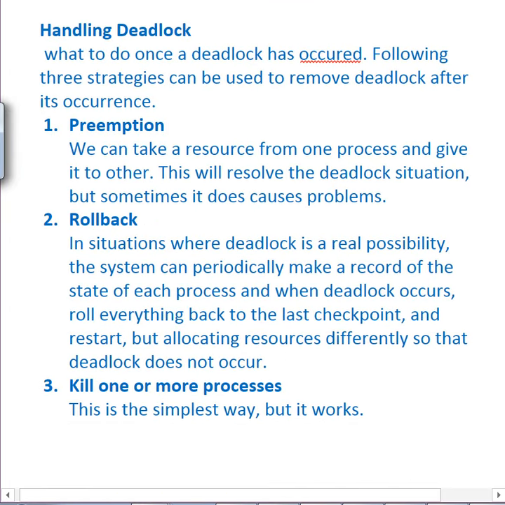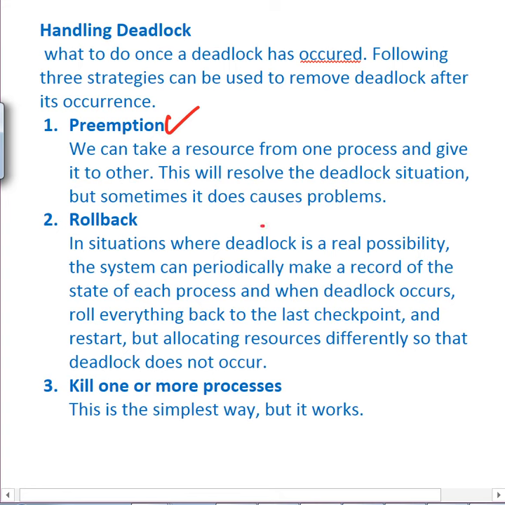Those were the preventions. Now, when the deadlock has occurred, what will you do? We don't want a deadlock to happen, so we first take preventive measures. Now the deadlock has occurred, so what do you do? The first thing is preemption: simply take the resource from one process and give it to the other. This will resolve the deadlock, but at the cost of that process. Whatever that process has done is lost.